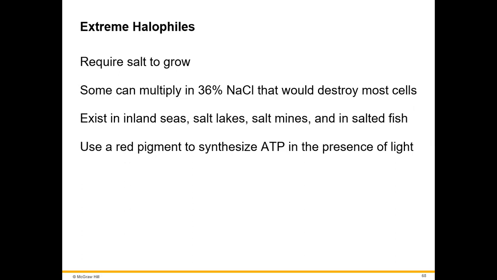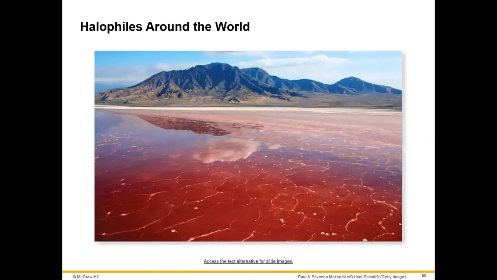Extreme halophiles actually require salt. They can multiply in a 36% solution of sodium chloride that would destroy most cells. They exist in inland seas, salt lakes, salt mines, and in fish that have been salted. They use a red pigment to make ATP in the presence of light. So these are some examples of halophiles from around the world.